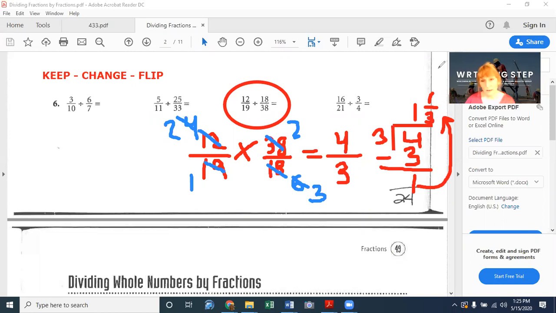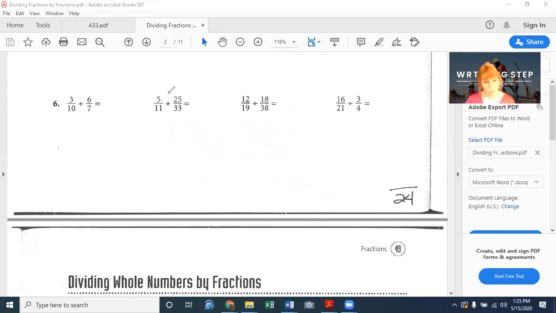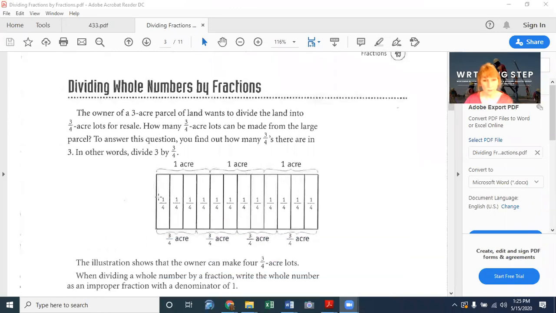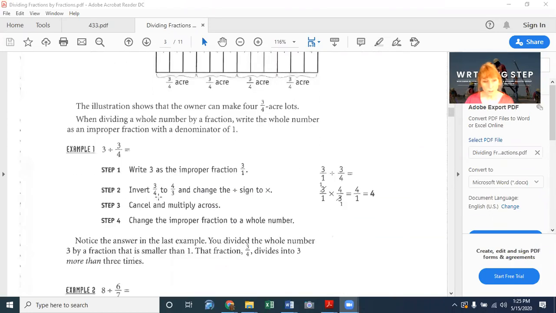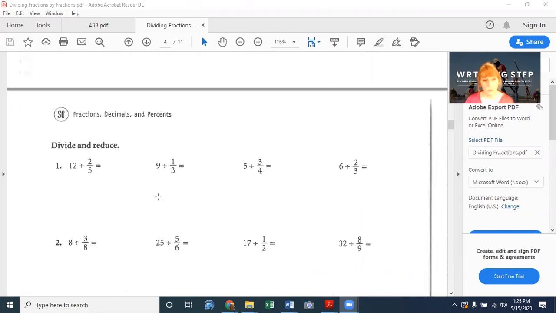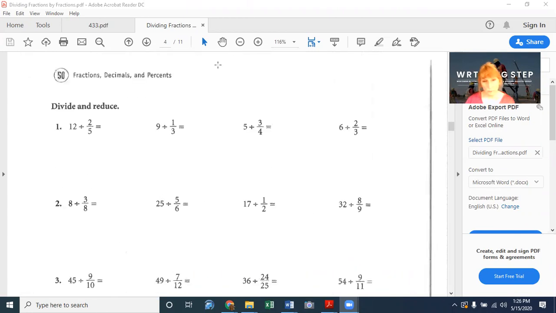Okay, let's move on to a little bit different here, dividing whole numbers by fractions. So you can go ahead and read that on your own time. Go ahead and see some examples in that. We're going to go right on and try number 1 on page 50. This is row number 1, problem number 1. So now we're going to be dividing a whole number by a fraction. So we have 12 divided by 2/5.